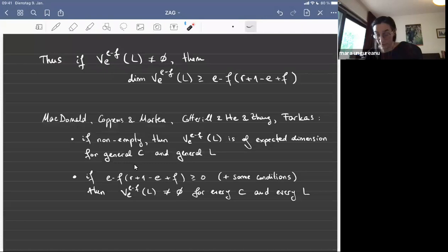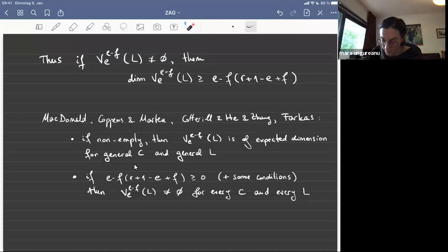So there's been a lot of work by various people. I apologize if I'm forgetting anyone, but there's been Coppens and Martin, there's been Cottrell on his own, and also together with He and Zhang, and also Farkas, who have studied the dimension theory of these secant varieties, and the conclusion is that things are pretty good. We are in pretty good shape. So for example, we know now that if my variety is not empty, then it is also of expected dimension for a general curve equipped with a general line bundle.